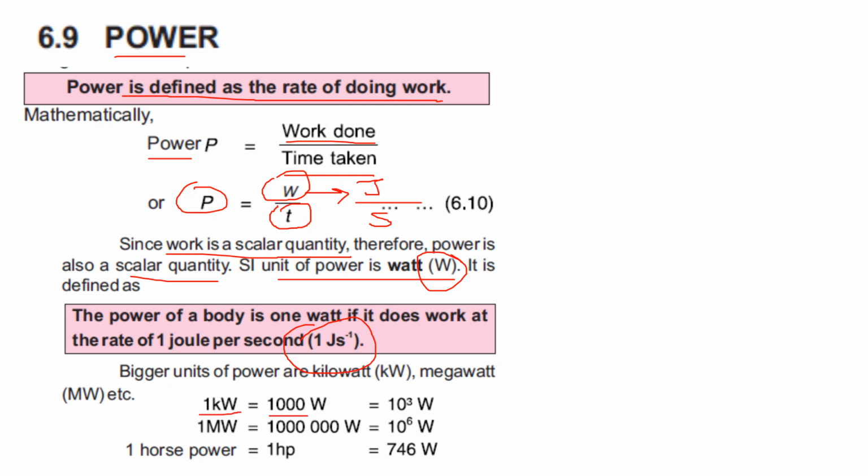There are also bigger units in which we can measure power. One is the kilowatt. Kilo is equal to 1000, so 10 to the power 3 watt gives you 1 kilowatt. 1 megawatt: mega is equal to 10 to the power 6 watt. And the other bigger unit is horsepower. We represent it with 1 HP, which is equal to 746 watt. So these are the bigger units for power.